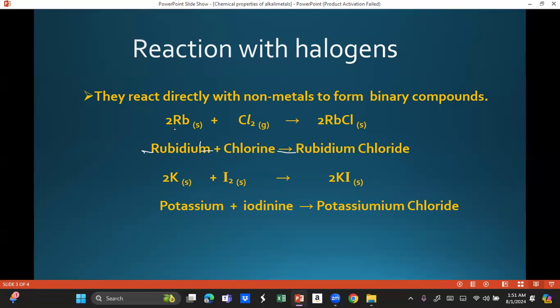For rubidium, meaning the metal, we will take 2 moles. Any metal, whenever it reacts with halogens, will be taken as 2 moles, and 1 mole of chlorine to produce 2 moles of that particular solid salt. And salt is solid at room temperature. Hope you understand.